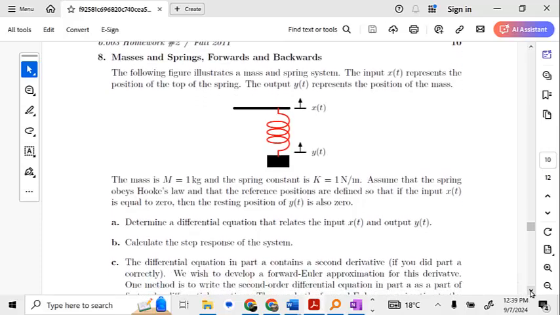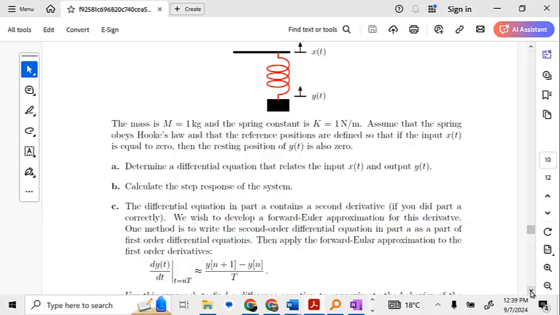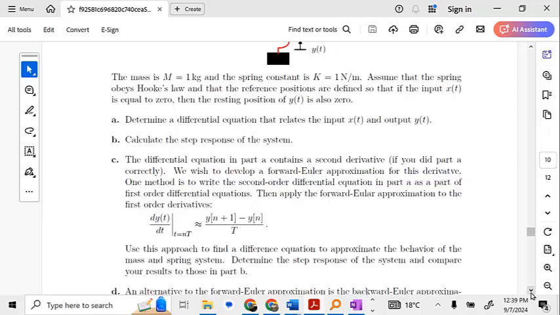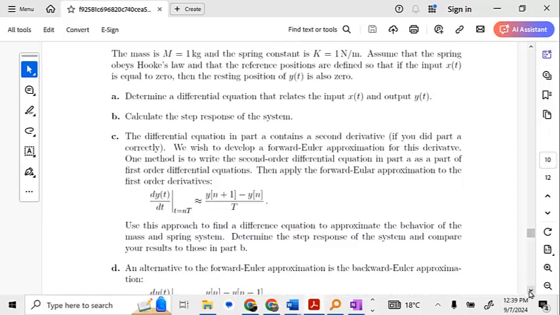All right, then he converts this to a derivative. Okay. All right, so let's see. So he says, the differential equation in part A contains a second derivative if you did part A correctly. We wish to develop a forward Euler approximation for this derivative. One method is to write the second order differential equation in part A as a pair of first order differential equations, then apply the forward Euler approximation to the first order derivatives. Right, so what's he talking about here? Okay, this is also a standard approach to higher order differential equations.